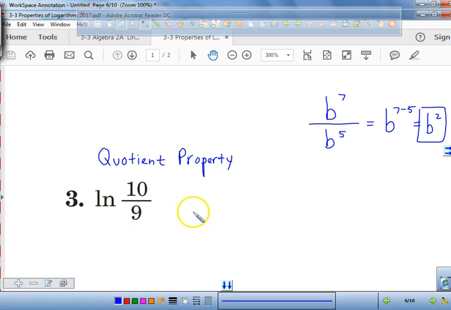Yes, but you have to write this: the natural log of 10 minus the natural log of 9.